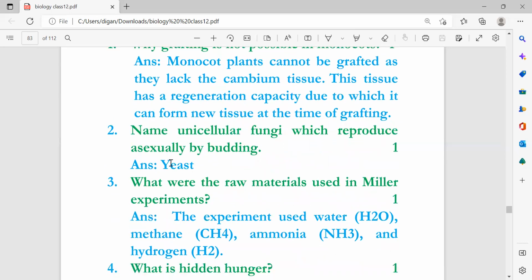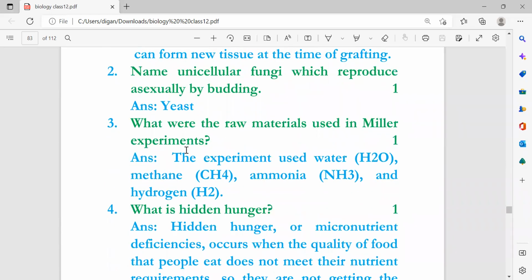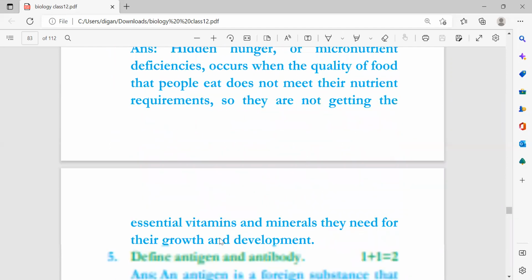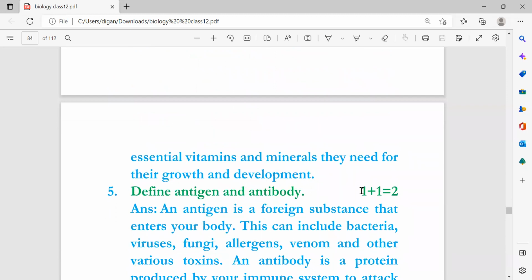Name a unicellular fungus which reproduces asexually by budding. Example is yeast. This is a question from the first chapter. What were the raw materials used in the Miller experiment? This is from genetics. The experiment used water, H2O, methane, CH4, ammonia, NH3, and hydrogen, H2. What is hidden hunger? Hidden hunger, or micronutrient deficiency. If the term micronutrient deficiency comes in the question paper, don't get confused. It occurs when the quality of food that people eat does not meet their nutrient requirements, so they are not getting the essential vitamins and minerals they need for their growth and development. This is called hidden hunger.